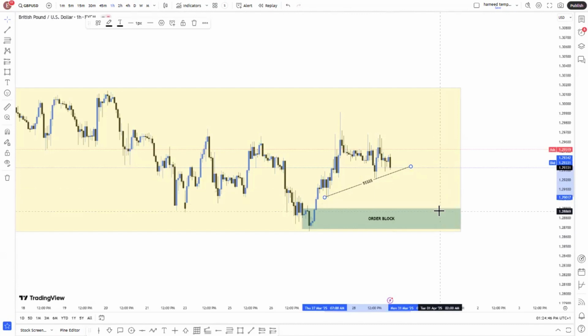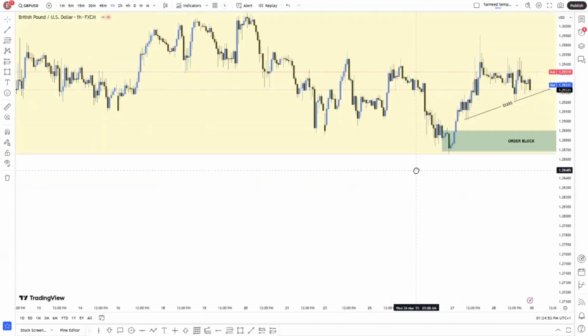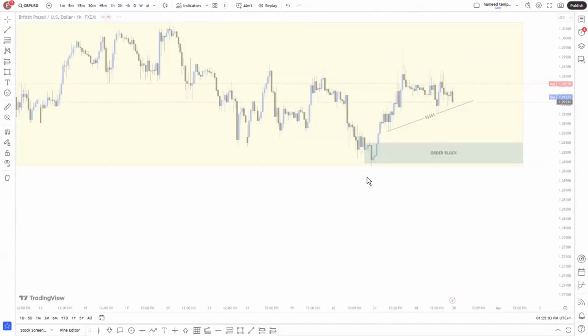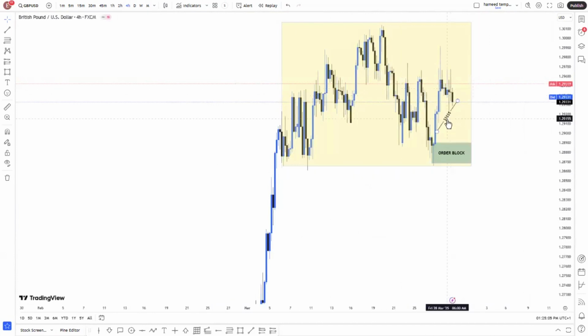But I'm not taking this trade aggressively. I will wait for confirmation because I know the market may want to sweep the liquidity of this entire range before it starts moving to the upside. So with that, I'll be very patient when I want to take this trade. I'm not taking any aggressive trade entry from here.